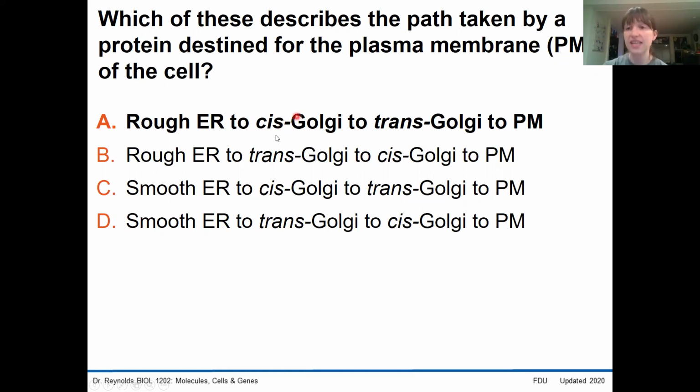Cis means facing, or you can remember that C comes before T alphabetically, and so we go from the rough ER to the cis Golgi to the trans Golgi to the plasma membrane.